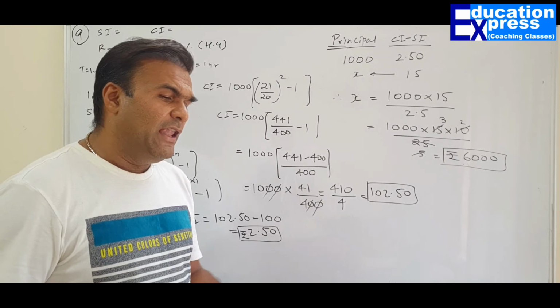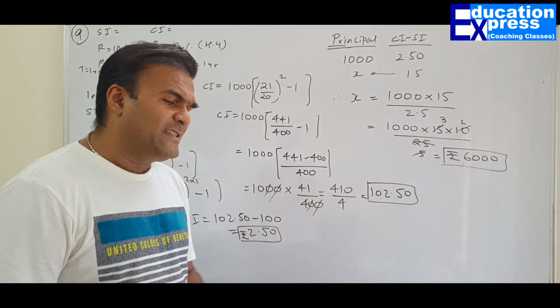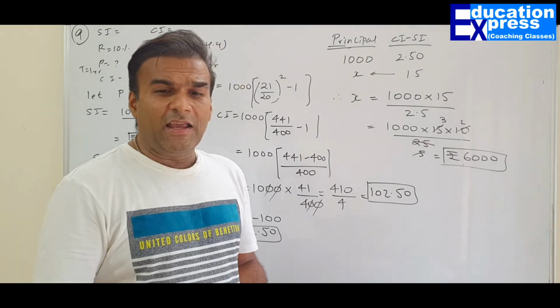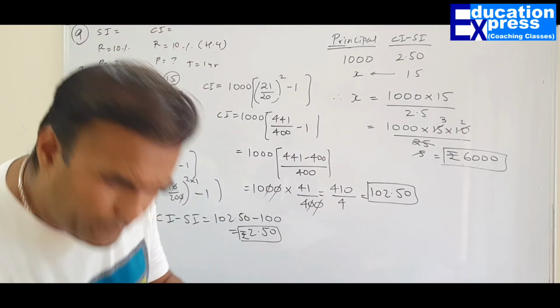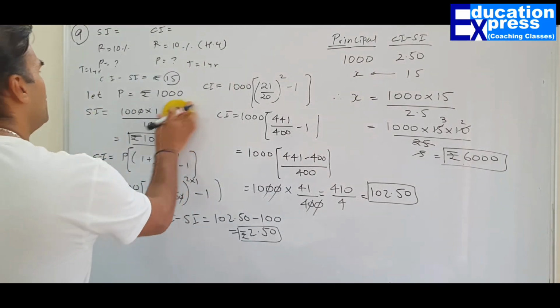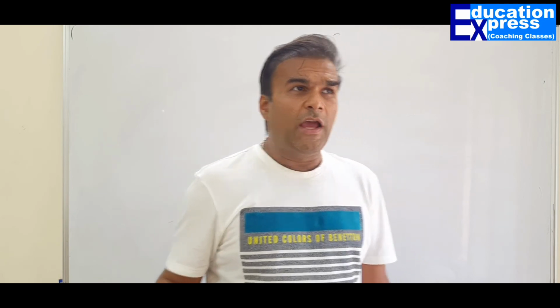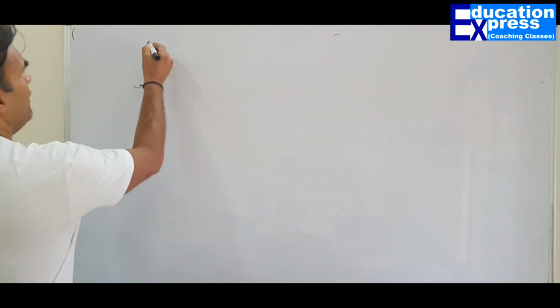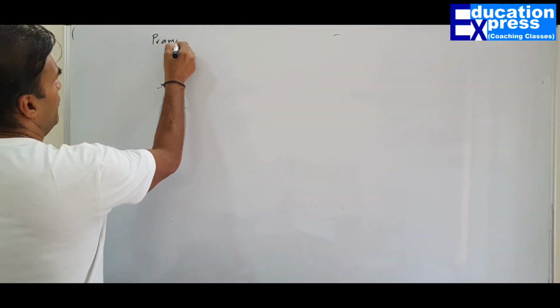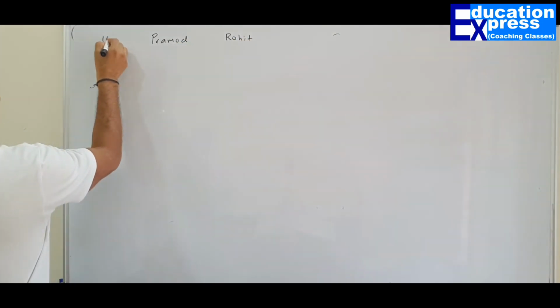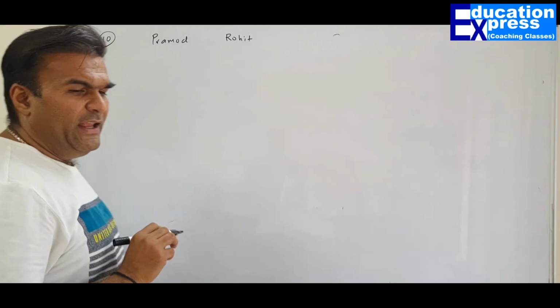We are heading to the last question of exercise 3D. It's again a very simple question. The last question of the exercise, question number 10. The ages of Pramod and Rohit. So question number 10, 3D exercise.